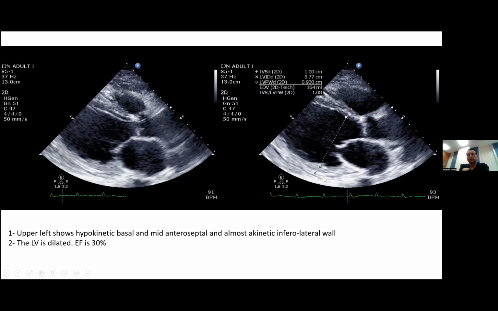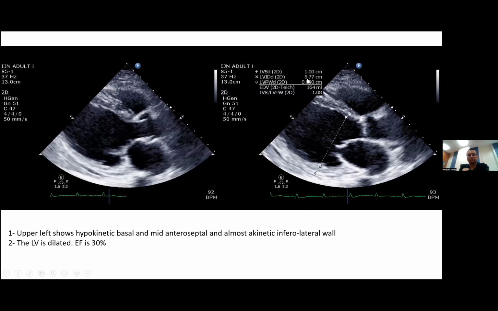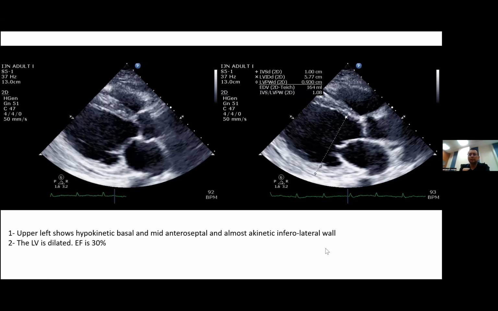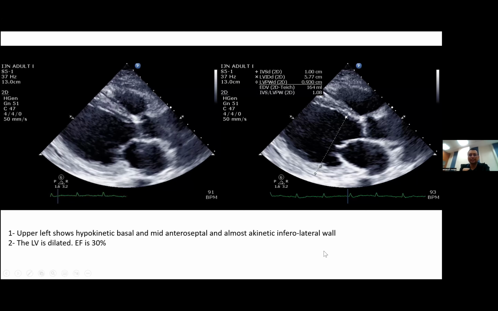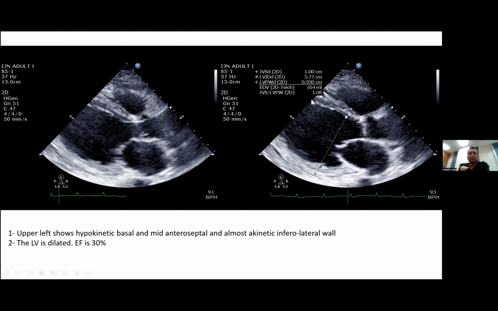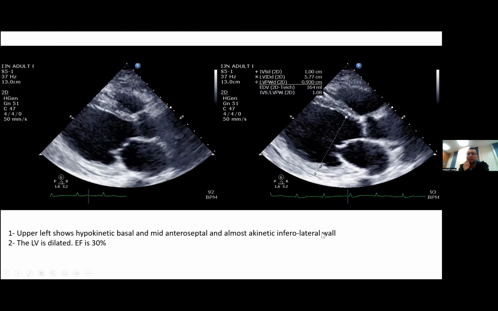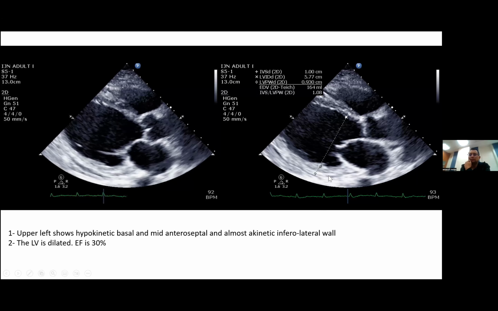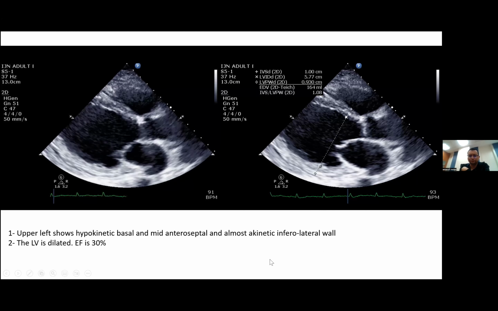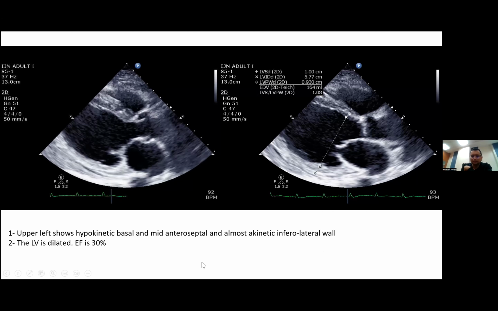As you can see here, the LV is dilated. The dimension is 5.77 centimeters in diastole. I think normally I take the upper limit of male as 5.8 centimeters, the upper limit of female as 5.2 centimeters. But remember that that upper limit is for Caucasian, for Western population. So for Asian population, even 5.77 is slightly dilated for male. The ejection fraction is down at 30%.